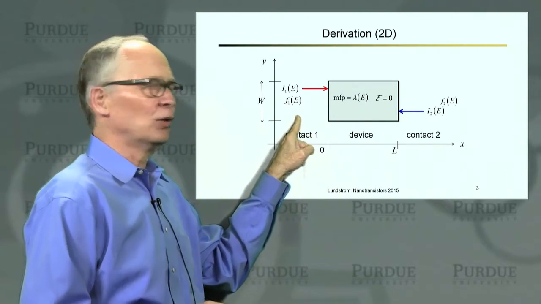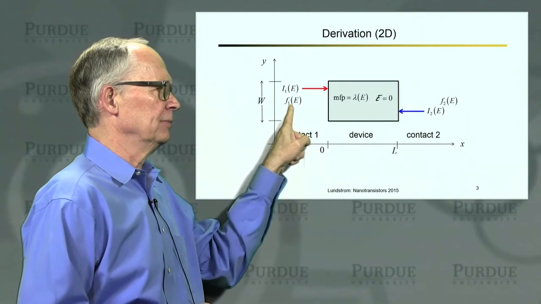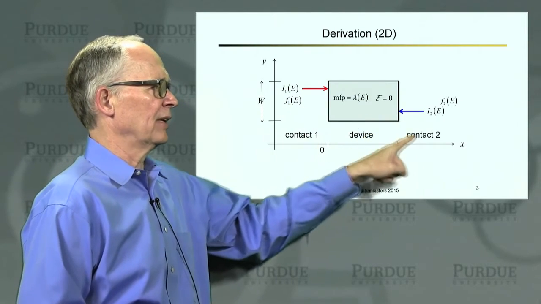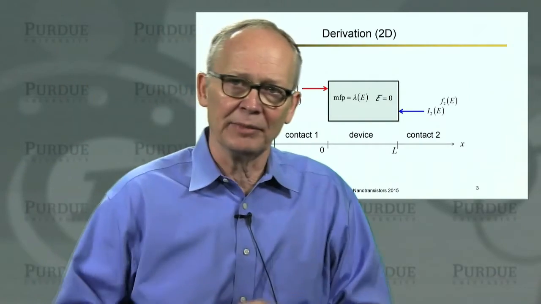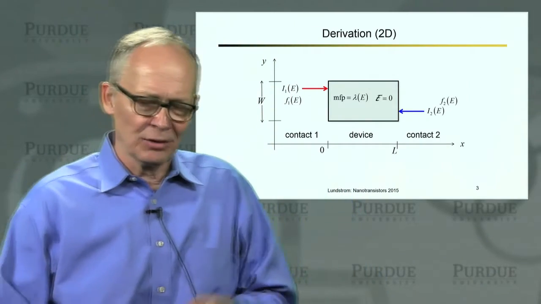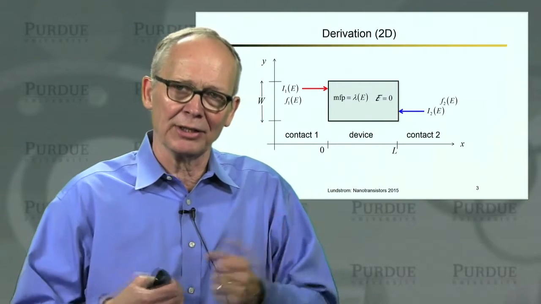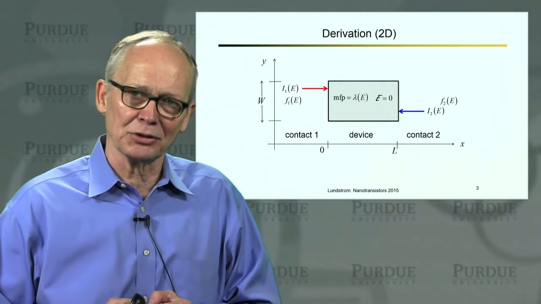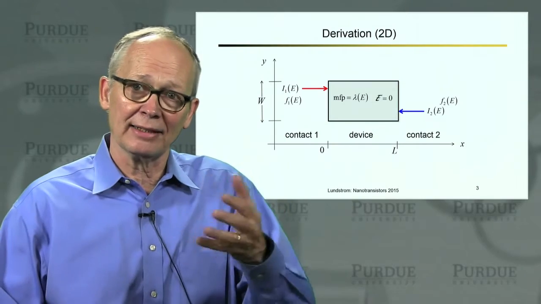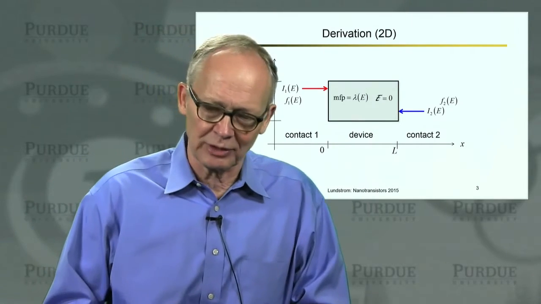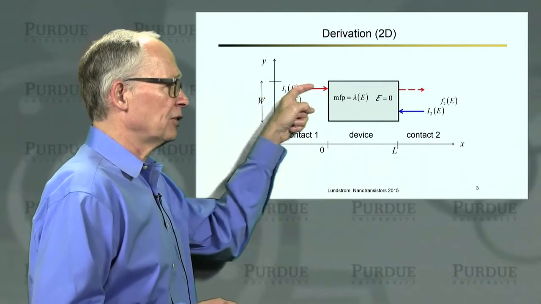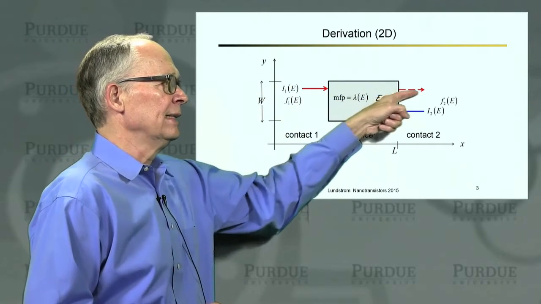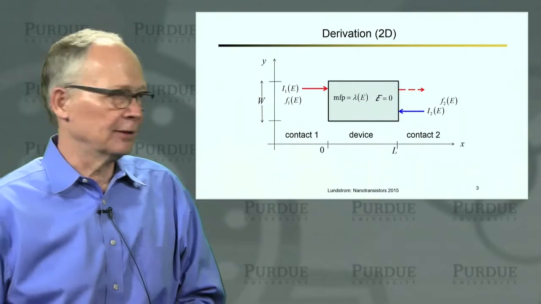We have a contact over here, specified by a Fermi function. We have a contact over here, specified by a Fermi function. And electrons can come in from both of those contacts. Those are like the electrons hopping over the barrier in our thermionic emission approach. The ones coming in from the drain and hopping over the barrier, the ones coming in from the source and hopping over the barrier. If we inject electrons from contact 1, some of them might come out the other end.